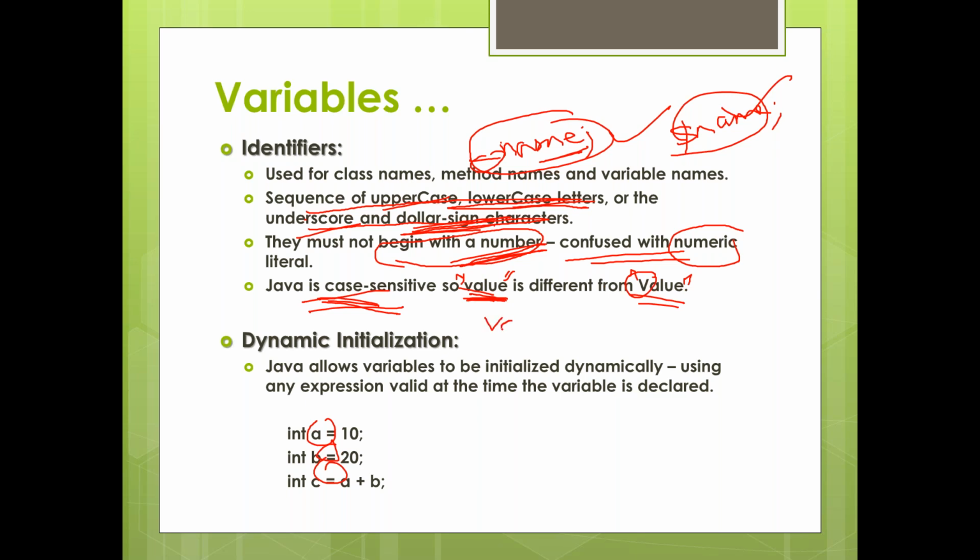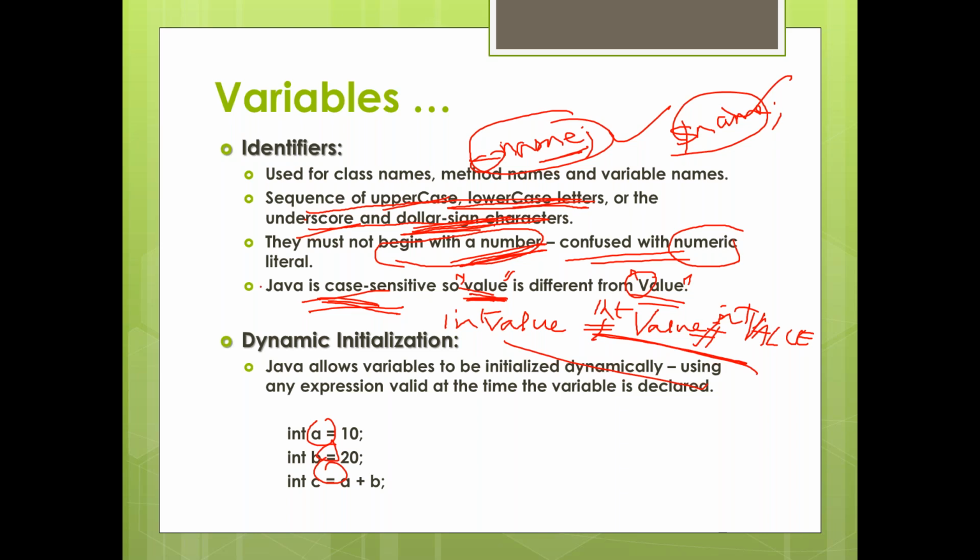So value is not equal to value, because it is case sensitive. For that matter, it is not equal to this. All these three things are different. You can declare in any way. If you declare an integer with the name int value, you can declare this also with the same name and with this also. We will see all those things when we go to the practicals.